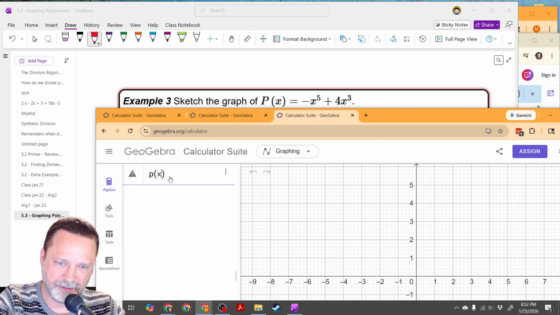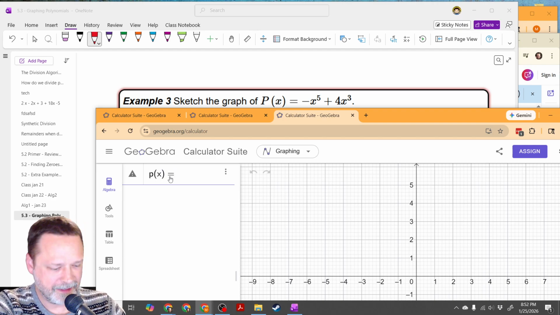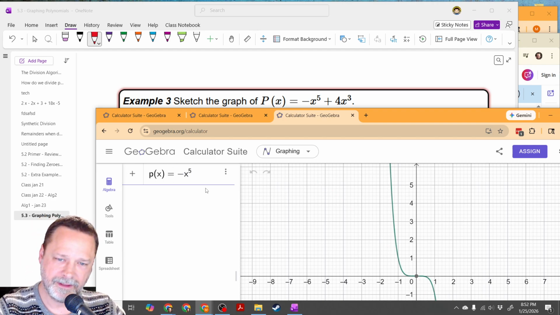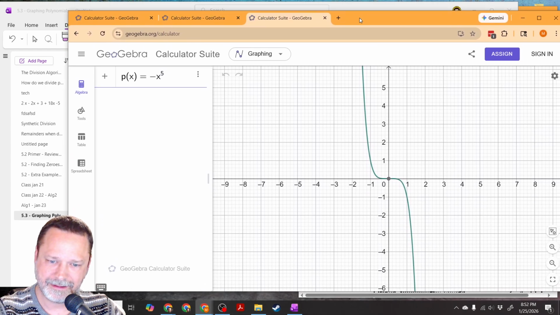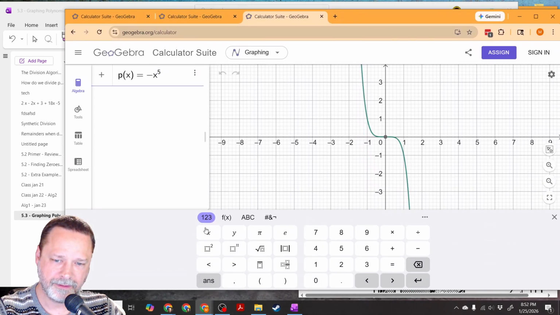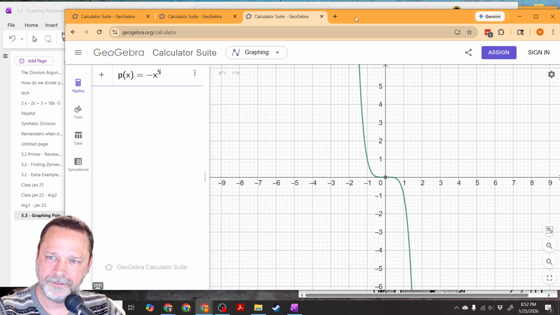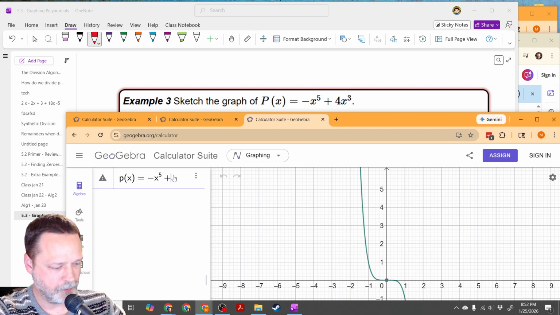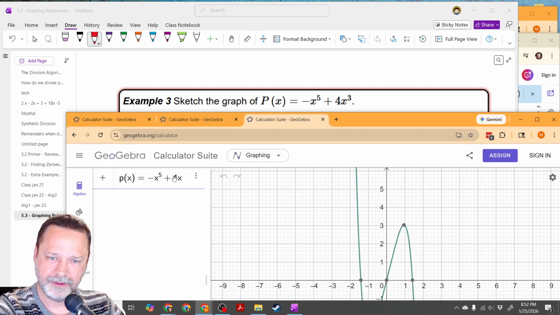P of X equals negative x to the fifth. And the way I get to the fifth is by hitting Shift 6 on the keyboard. You can also get that superscript by hitting this button here if you really want to. All right, and then I'm going to arrow over, hit plus 4x cubed.